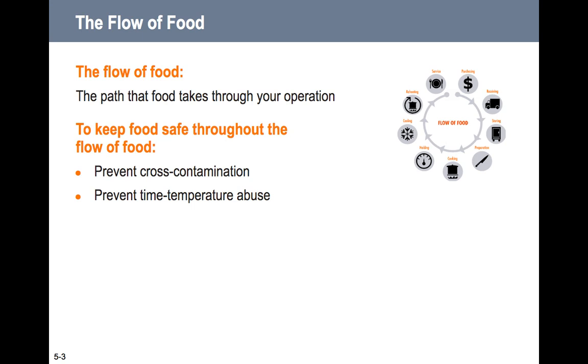But it is important that as we explore the flow of food, there are going to be two main concepts that will appear in most of the chapters. And that includes ways to keep food safe, which include preventing cross-contamination and preventing time-temperature abuse.